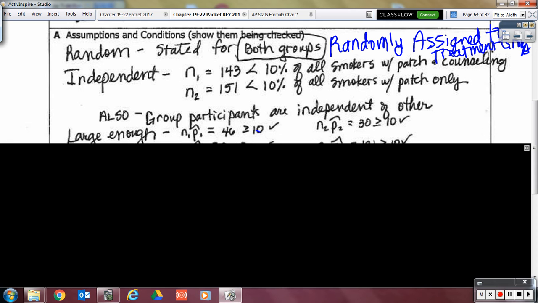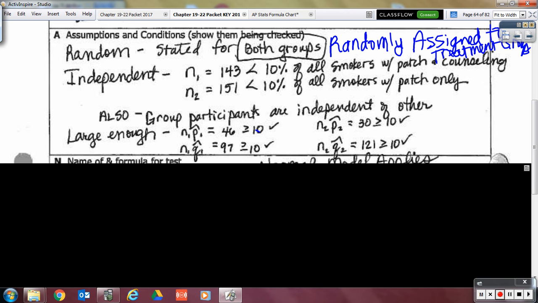So our large enough is the successes and failures. So look here. I have group 1 is this little section. Then I have group 2 is this little section. So I have successes. This is who successfully quit, and this is who failed to quit smoking. And those are both greater than or equal to 10. Now, look at this. This is interesting. I'm essentially using the sample data.